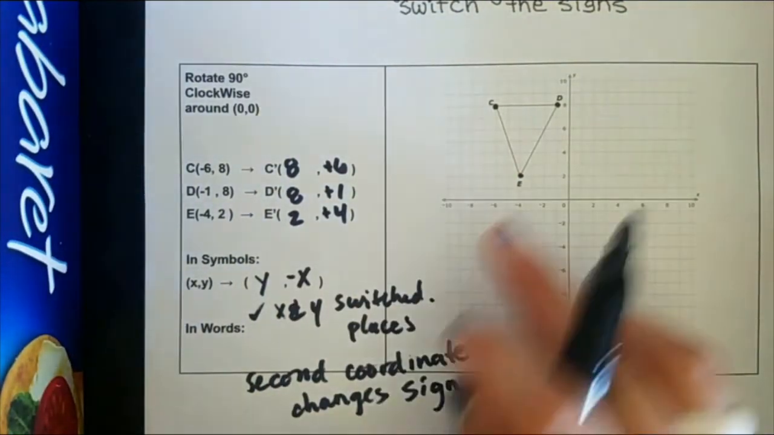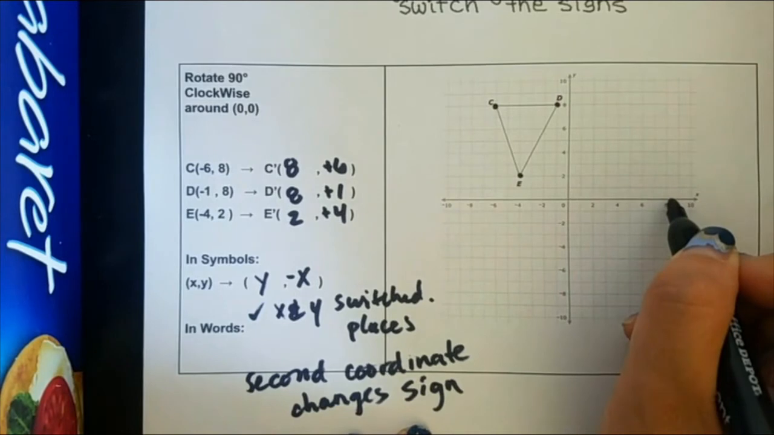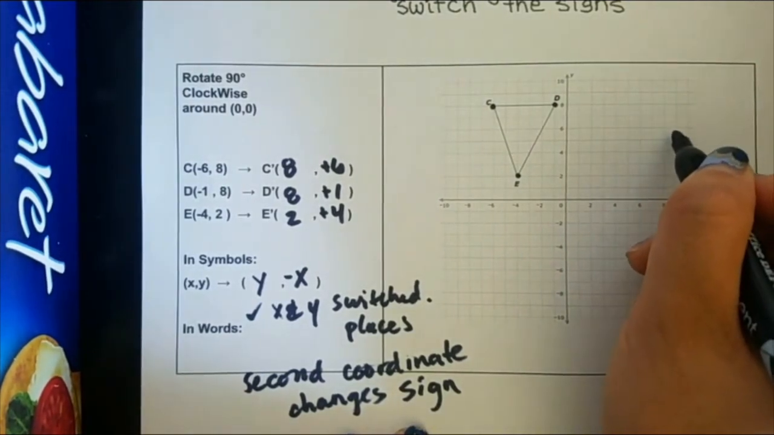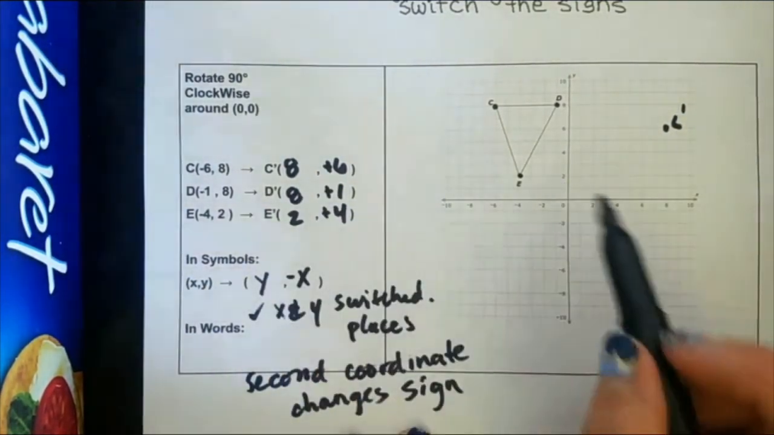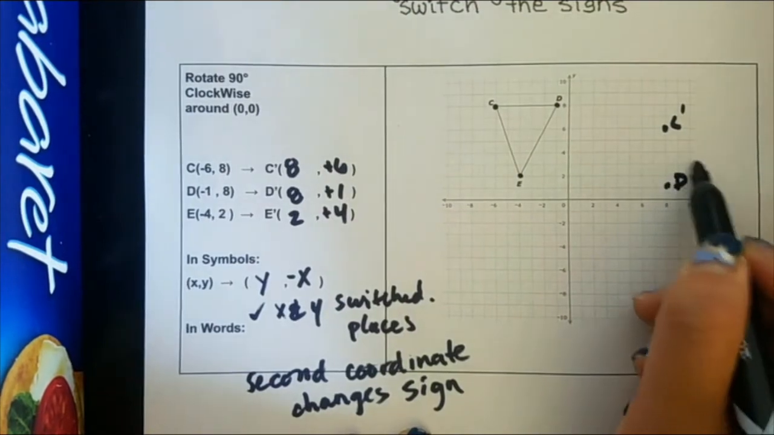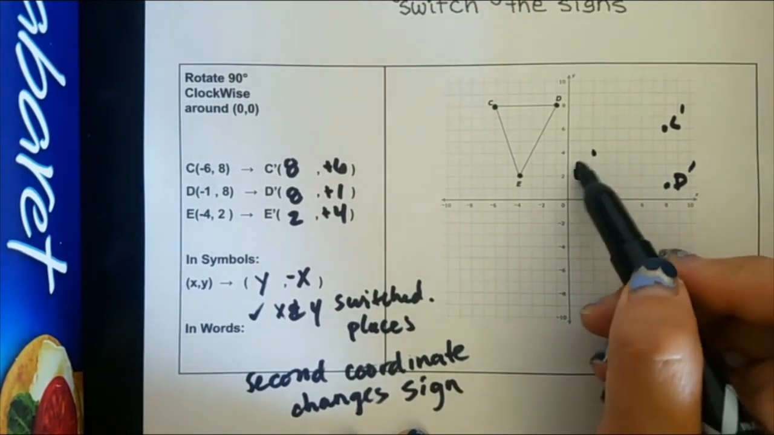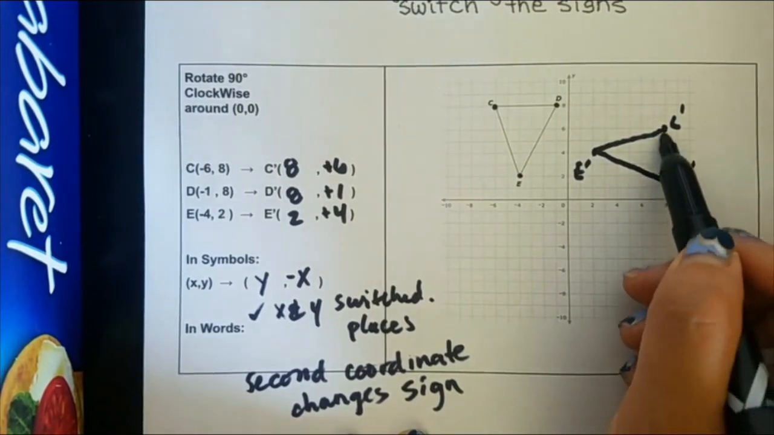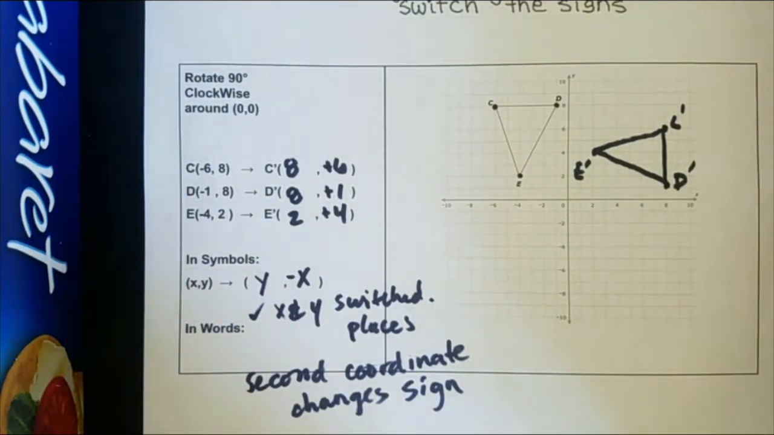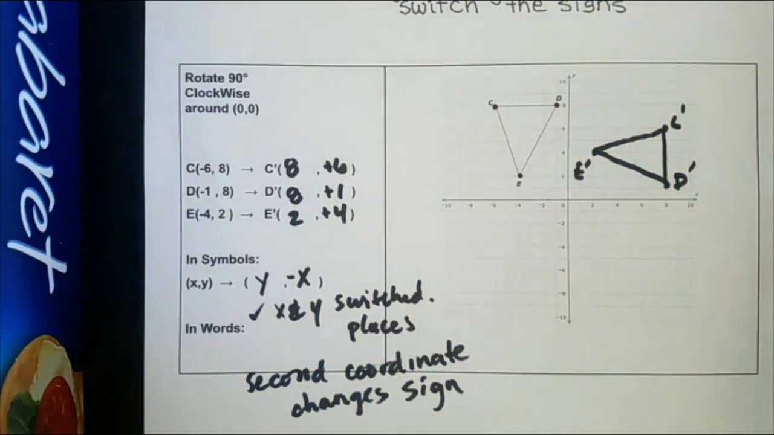So now I can find those points and graph them, and I will see my new triangle. C prime is at the point 8, 6. D prime is at 8, 1. E prime is at 2, 4. So this is a great method if you have no way of getting tracing paper. You can do it algebraically. Alright, that wraps up rotations for today. Thanks for watching.